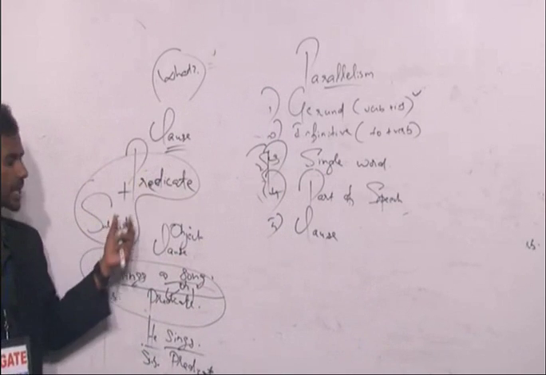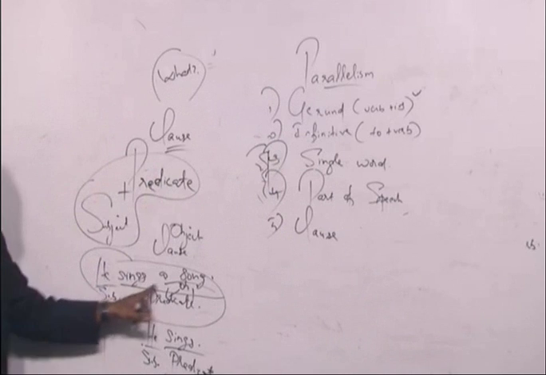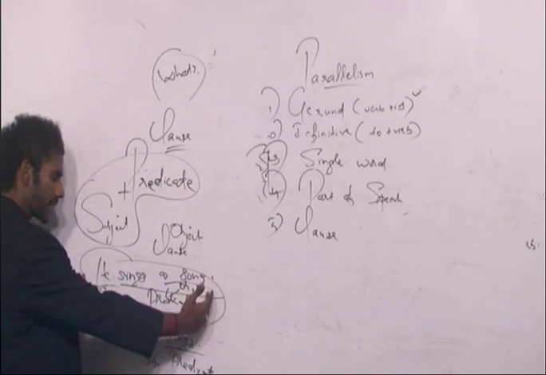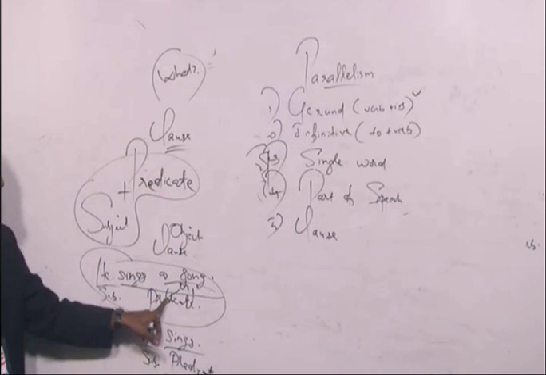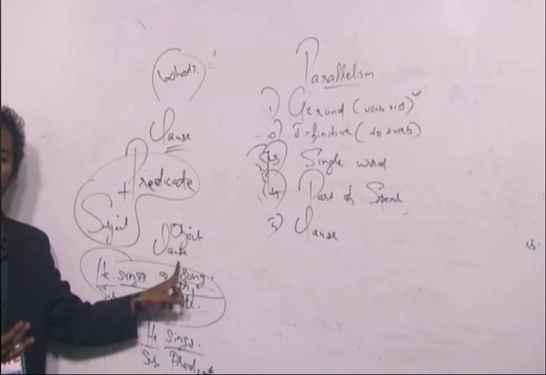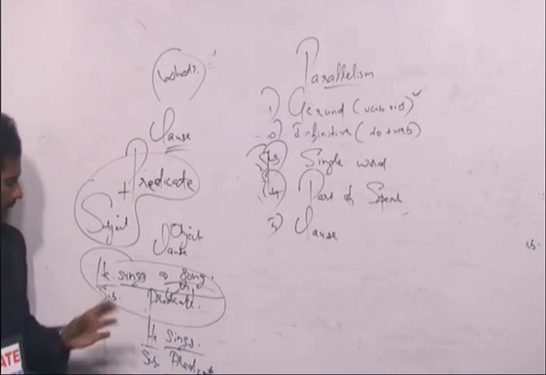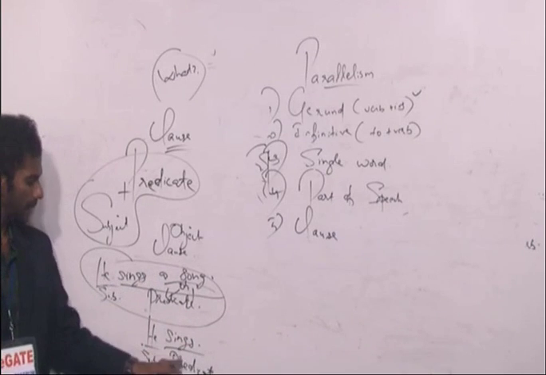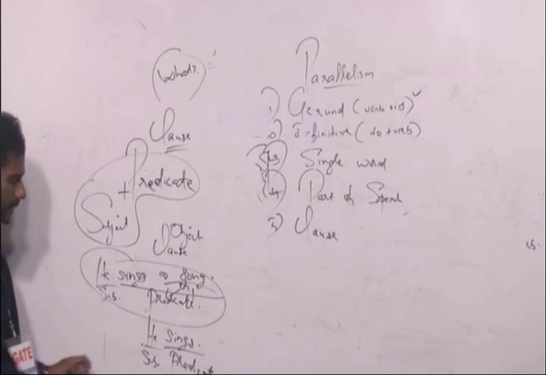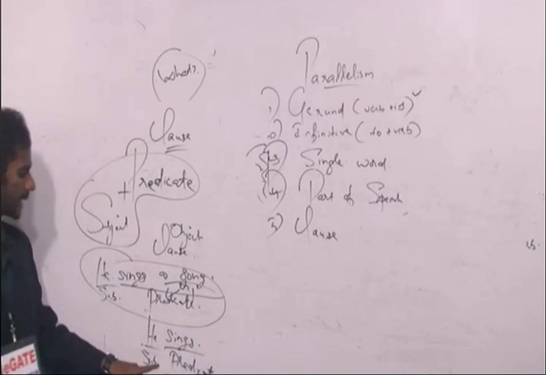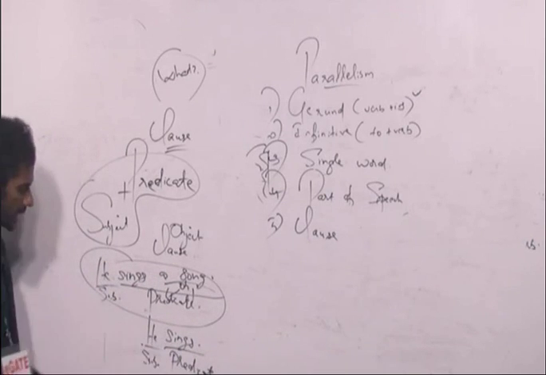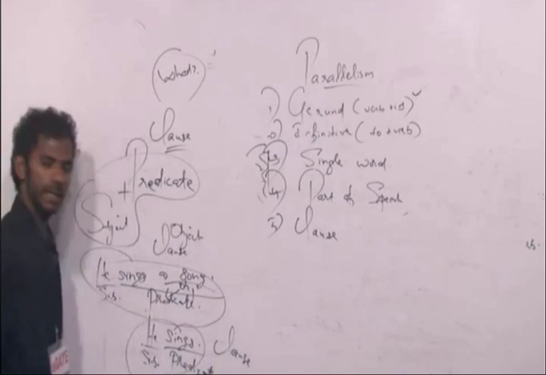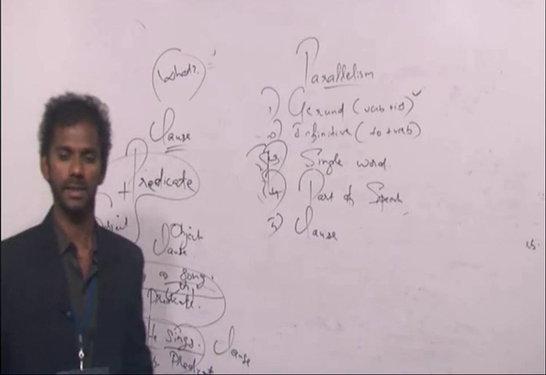Means clause is subject plus predicate. So he sings a song. He is a subject. Sings a song is a predicate. So this is a part of a sentence containing a subject and a predicate. So this can be termed as a clause as well as a sentence. Clear? Similarly, he sings. Subject is he. Predicate is sings. So this can also be termed as a clause as well as a sentence.